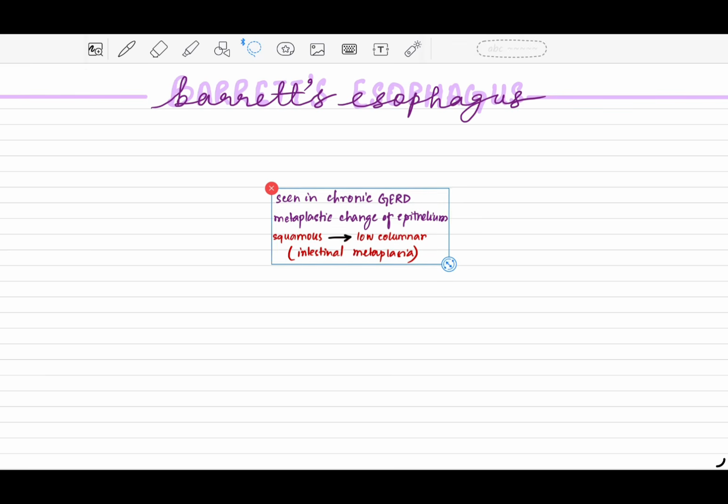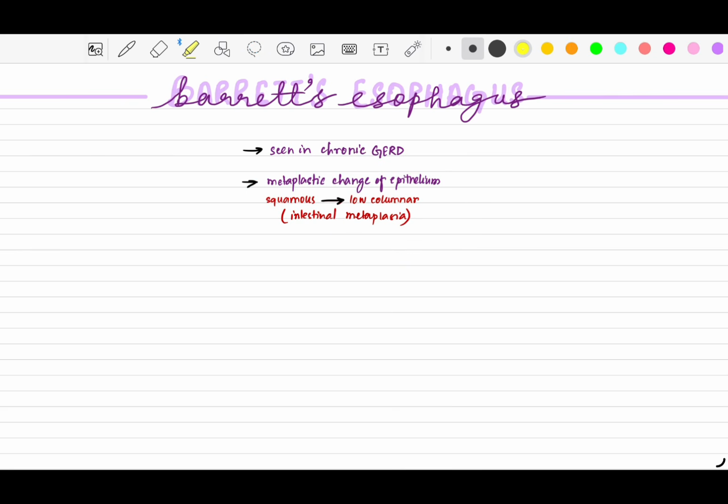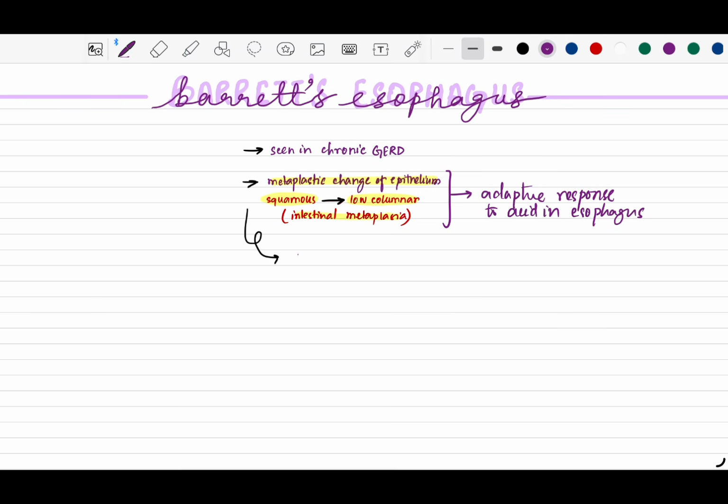Now, Barrett's esophagus is seen in long-standing chronic cases of GERD. It is actually a complication of GERD and it refers to metaplastic changes of the epithelium. Normally, the esophagus is lined with squamous epithelium and its conversion into columnar epithelium is what we call intestinal metaplasia. This metaplastic change is an adaptive response to acid in the esophagus. Along with the change in epithelium, there is also presence of goblet cells, and this is the pathognomonic sign of Barrett's esophagus.